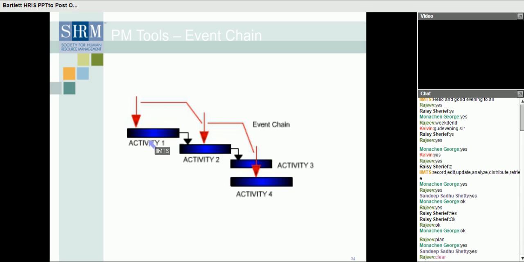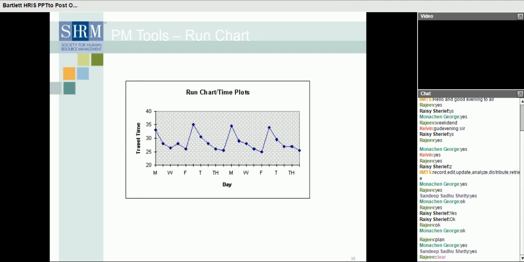Event chain displays how one event is related to another event, how one activity is dependent on another activity, and this activity is dependent on another activity. So this is an event chain.